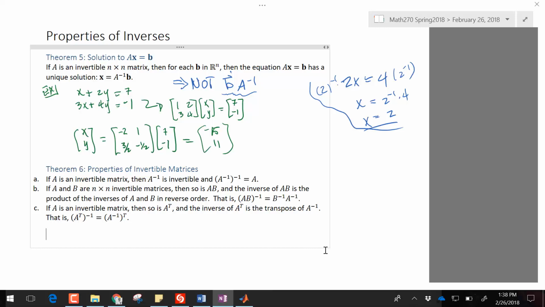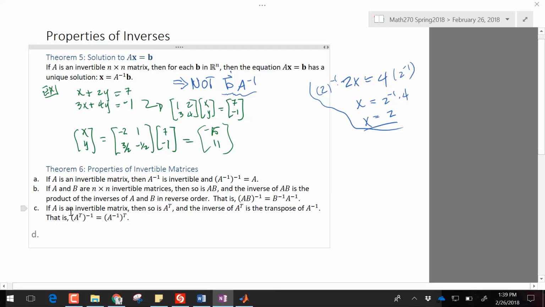If you have two matrices that are the same size and they're both invertible, then the inverse of the product is the product of the inverses in reverse order, kind of like the transpose. So if A and B are two matrices, and they're both invertible, then the product is also going to be invertible. And the inverse of the product is the product of the inverses in opposite order. Just like the transpose.